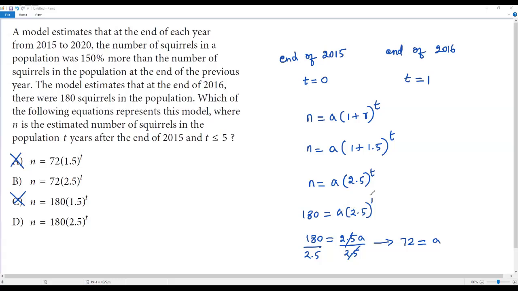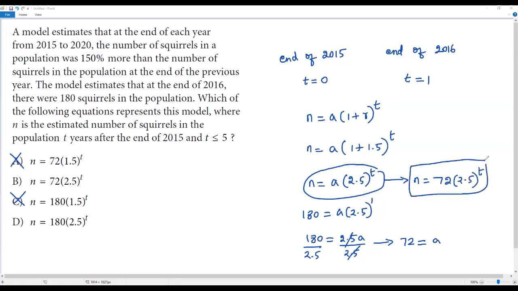Now we can plug in a equal to 72 over here. Then I'm getting n is equal to 72 times 2.5 to the power of t. So this is the exponential function which represents the given situation. We find n is equal to 72 times 2.5 to the power of t in option B. So the correct answer choice for this question is option B.